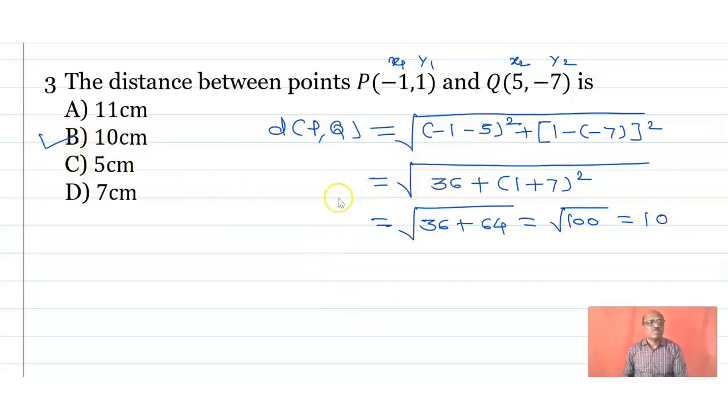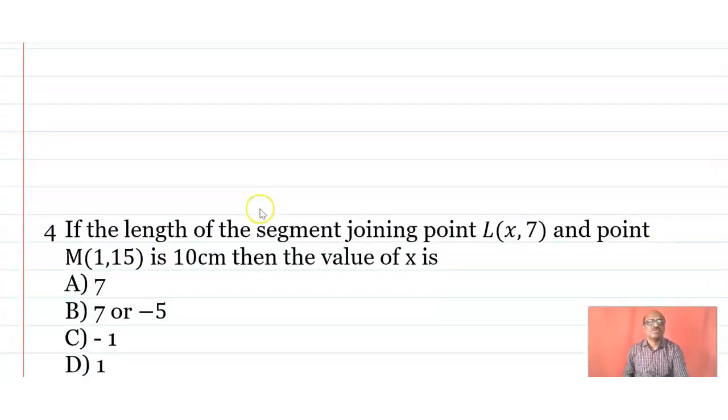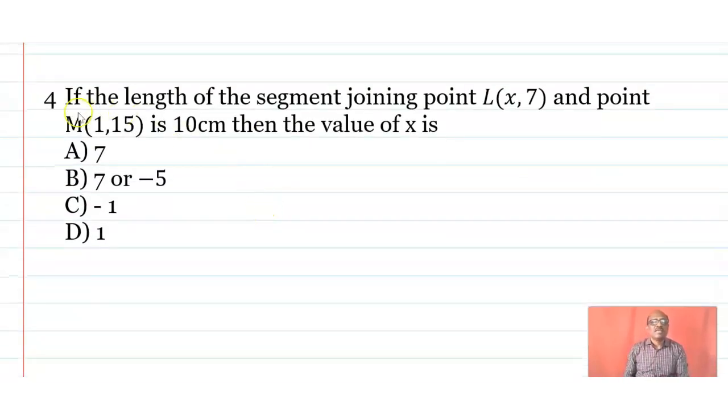नॉर्मल डिस्टन्स फॉर्म्युला इथे आपण अप्लाय करत असतो. Next problem. If the length of the segment joining L (x, 7) and the point M (1, 15) is 10, then what is the value of x? Okay.